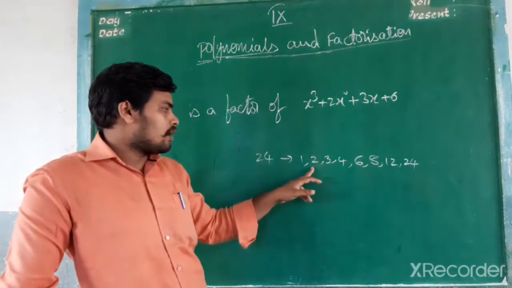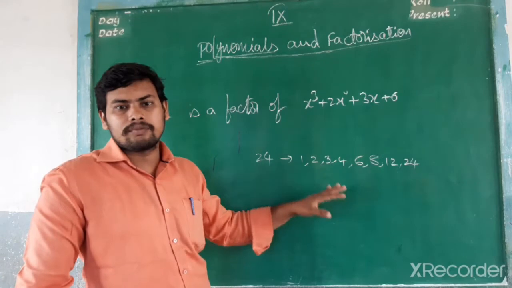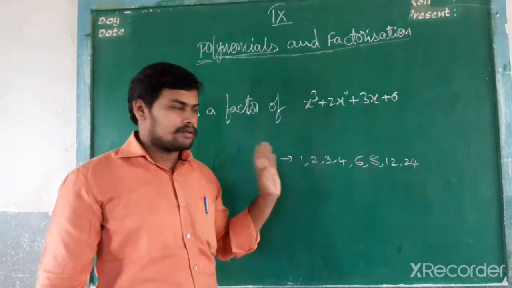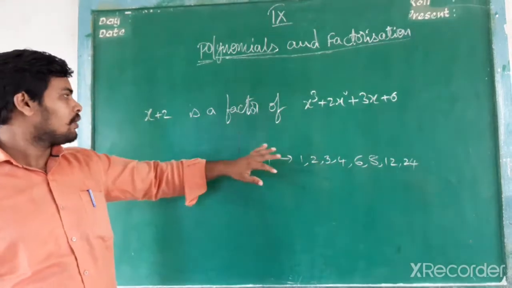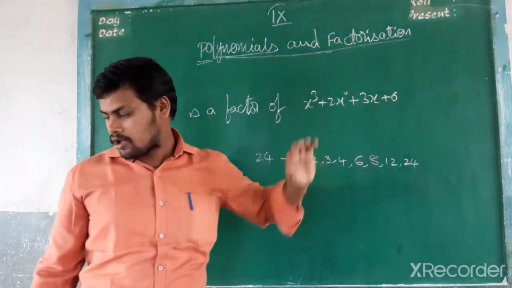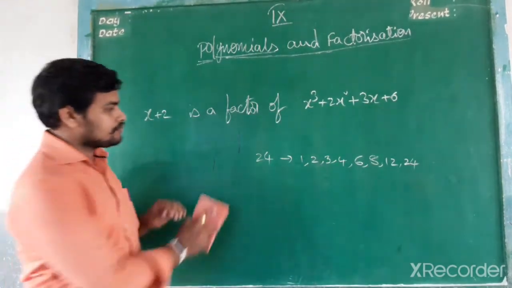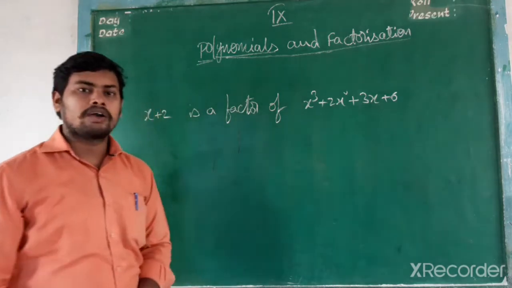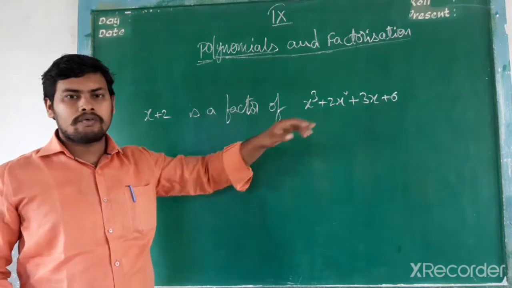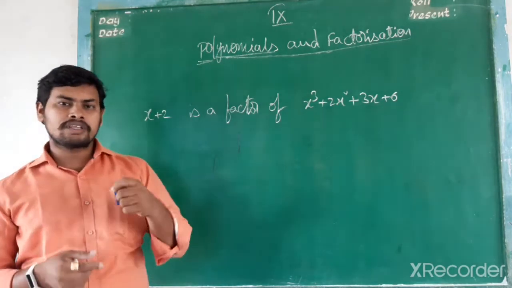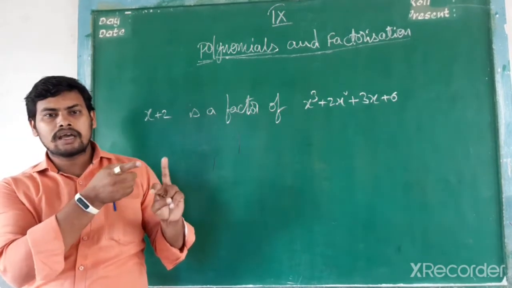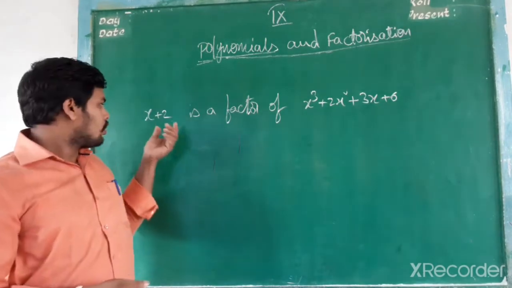So if we divide 24 by 2, the remainder is 0. So 2 is called a factor. Similarly, all numbers follow the same process. In that way, x plus 2 is a factor of x cube plus 2x square plus 3x plus 6. How can you check? We already know the long division method. To find the remainder for x plus 2, there are generally two processes: one is the long division method and another one is simply substitution.